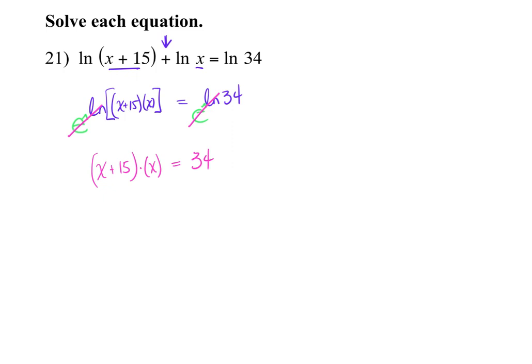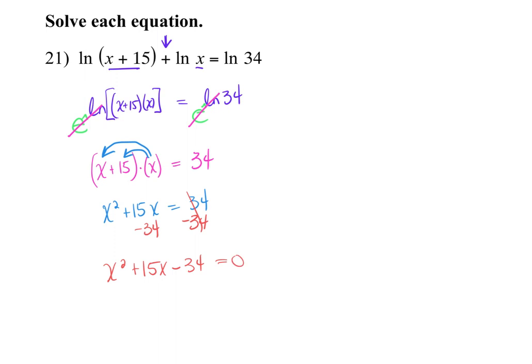And then I'm just going to solve. On the left-hand side, what do I need to do with that x? Yeah, we need to distribute it. So we have x squared plus 15x equals 34. And then when I have a quadratic, meaning I have an x squared, you put everything to one side and solve by factoring. So we're going to subtract the 34. We have x squared plus 15x minus 34 equals 0.